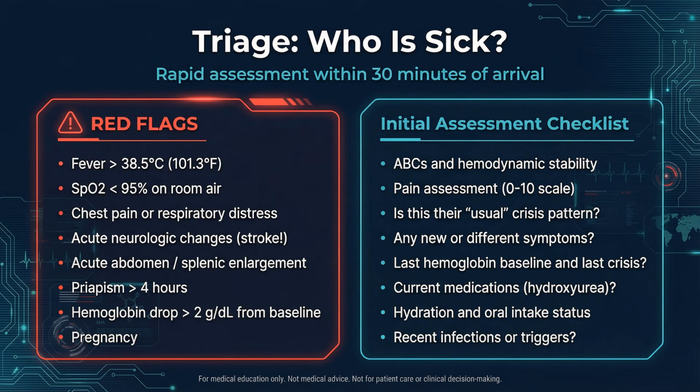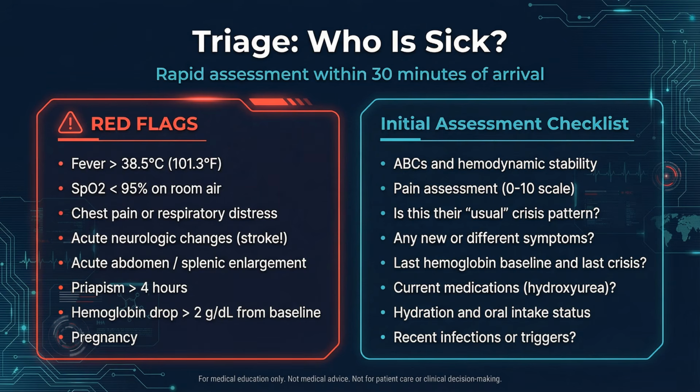When a patient with sickle cell disease presents to the emergency department, your first job is triage. You have to quickly determine who is sick. This assessment needs to happen within 30 minutes of arrival. On the left, you see the critical red flags: a fever over 38.5, an oxygen saturation less than 95%, any chest pain or respiratory distress, any acute neurologic changes suggesting a stroke, an acute abdomen, priapism, or a significant hemoglobin drop. These are all signs that demand immediate, escalated attention.